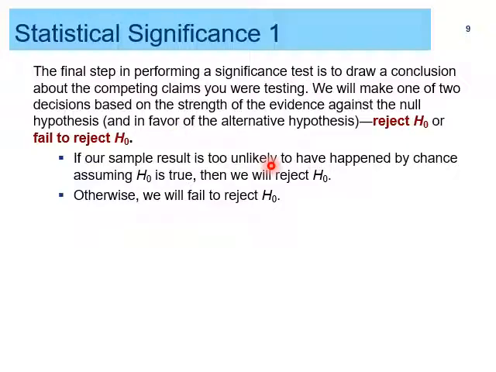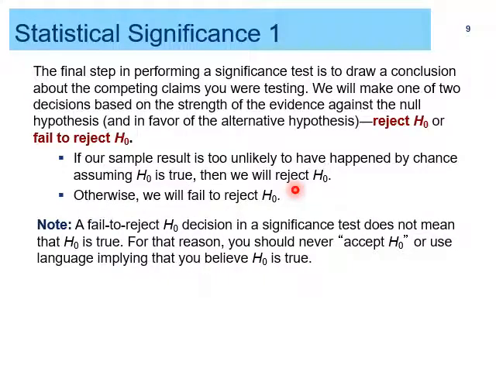So if our sample result is too unlikely to have happened by chance, assuming H naught is true, then we will reject the null hypothesis. Otherwise, we will fail to reject the null hypothesis. All these things we will see with mathematical values. Right now it seems like we are just talking about some concepts. This is the concept, but we will see through different examples how we reject the null hypothesis and how we fail to reject the null hypothesis.